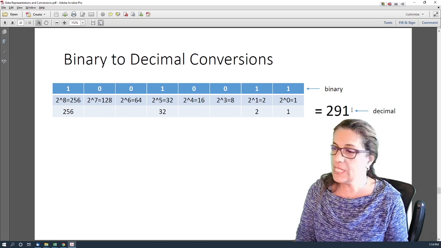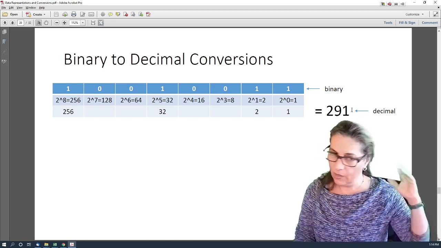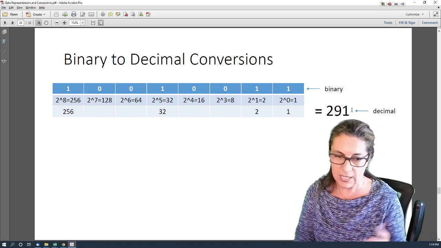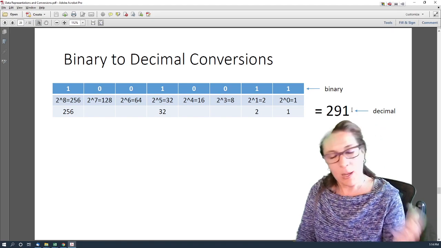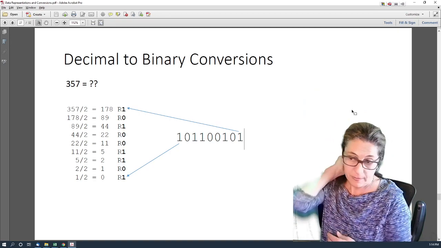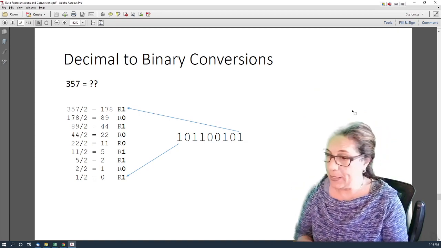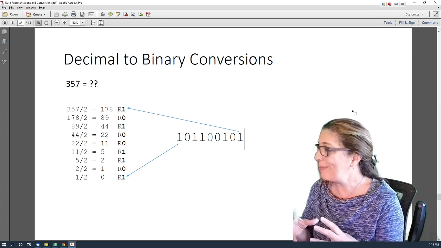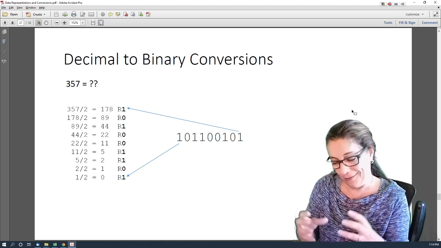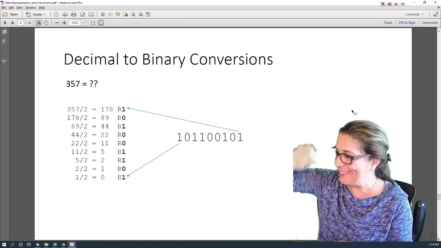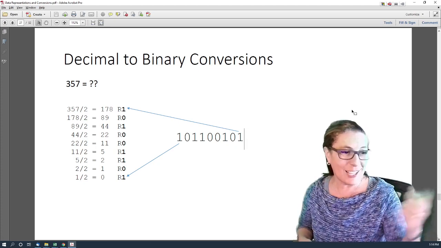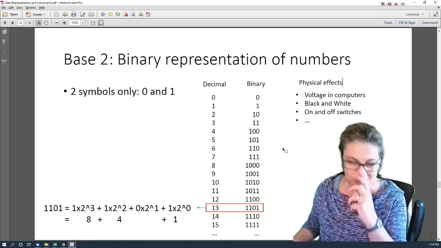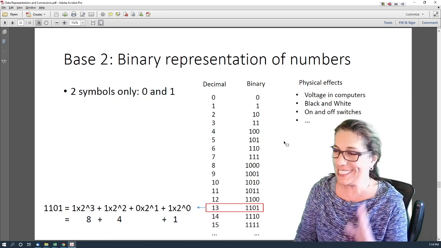This direction is very easy. If you have a binary number, knowing the decimal representation is just doing this. The other way around is a little bit more complicated. If you have a decimal number, how do you find the binary representation? Well, one brute force way is to write it all down, from 0 up to whatever that number is, like 357. But that takes a very long time, so that's just not very efficient.